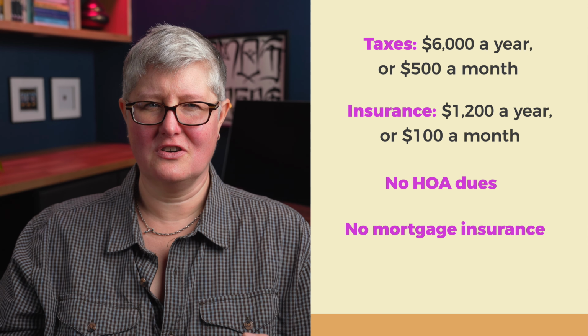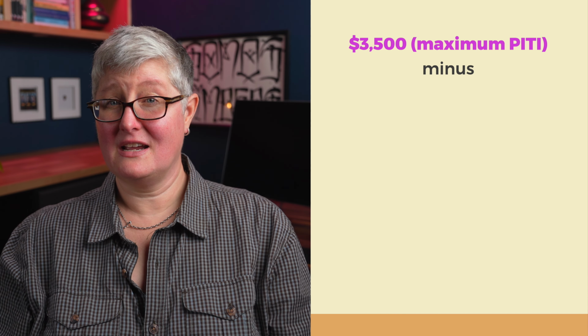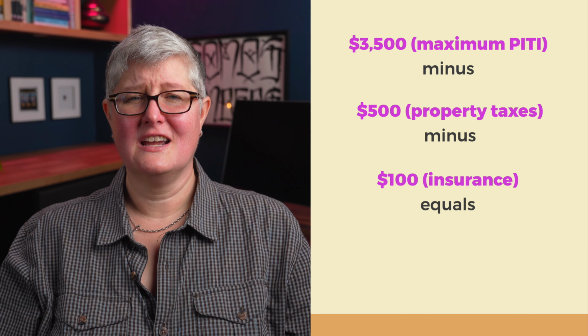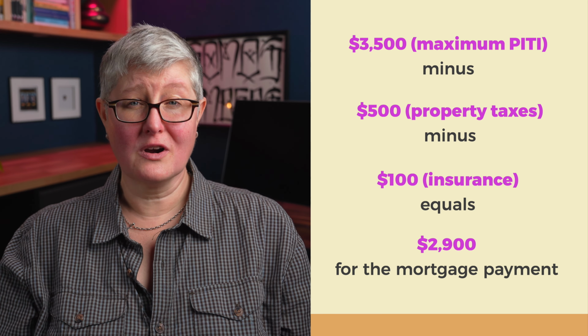Now, interest rates are constantly a moving target, but for the calculations that follow, let's use a 6.5% note rate on a 30-year loan. In our first step, we calculated our total monthly payment. So let's finish up our step 2 math. $3,500 maximum PITI less $500 for property taxes and another $100 for homeowners insurance leaves us with $2,900 for the mortgage payment, or the P&I.